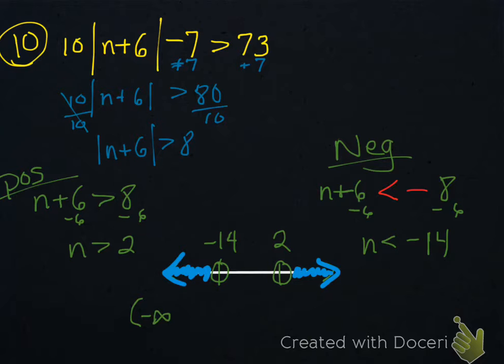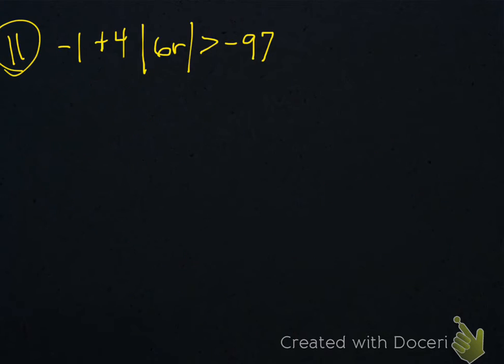Last step is interval notation. We're going to negative infinity up to -14, union 2 to positive infinity. Good job. In this video, we're going to stop at number 12, and we'll work the other problems on a different video, just to break things up.